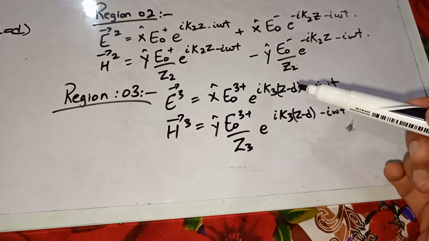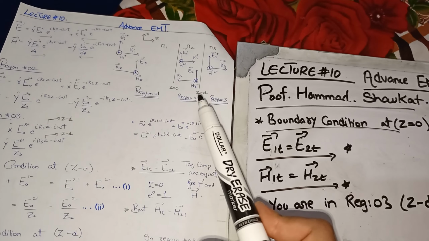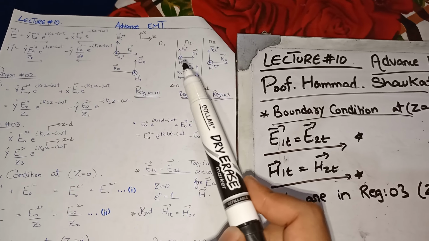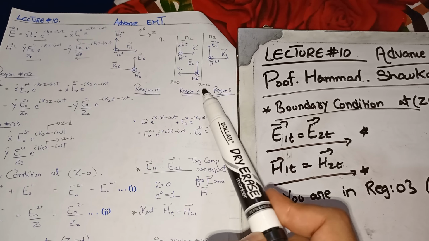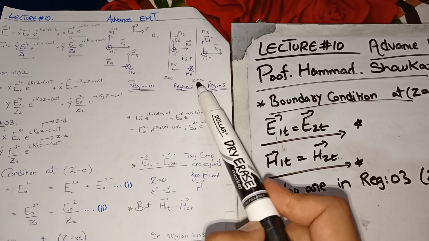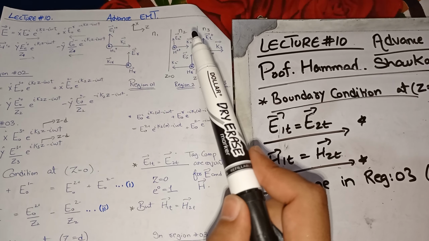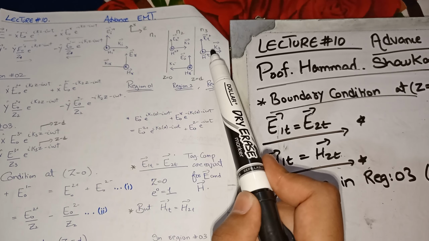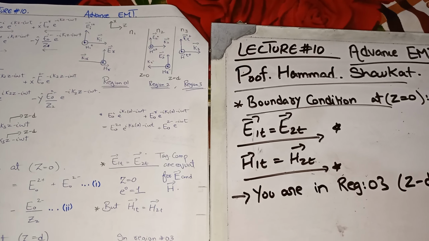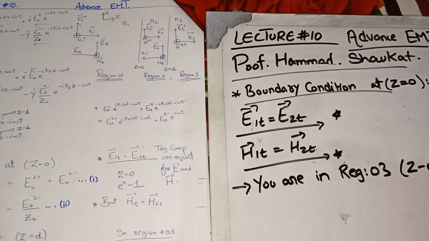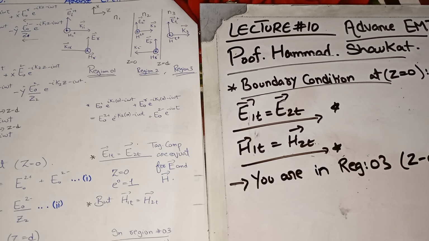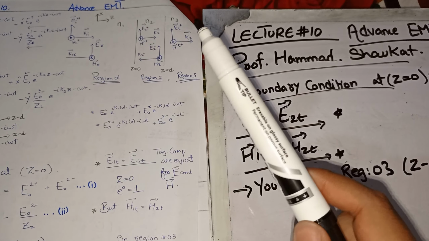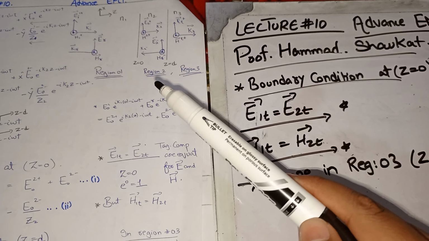Now what you can see here is, first of all, that the z equals d boundary condition you must apply in regions 2 and 3, not 1. Region 1 is not concerned with this boundary condition, so it is only applied in regions 2 and 3. And you have to equate, because you know that the tangential components of the electric field E and magnetic field H are equal. That's why we apply this boundary condition.